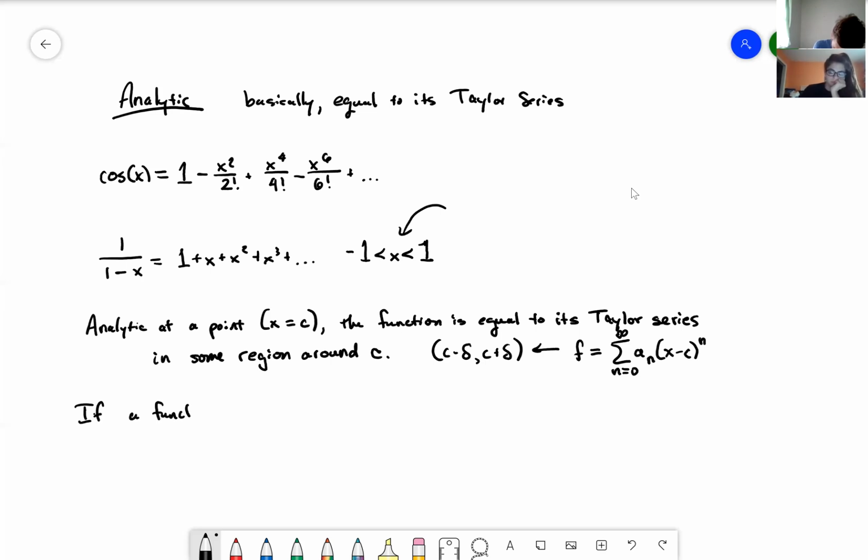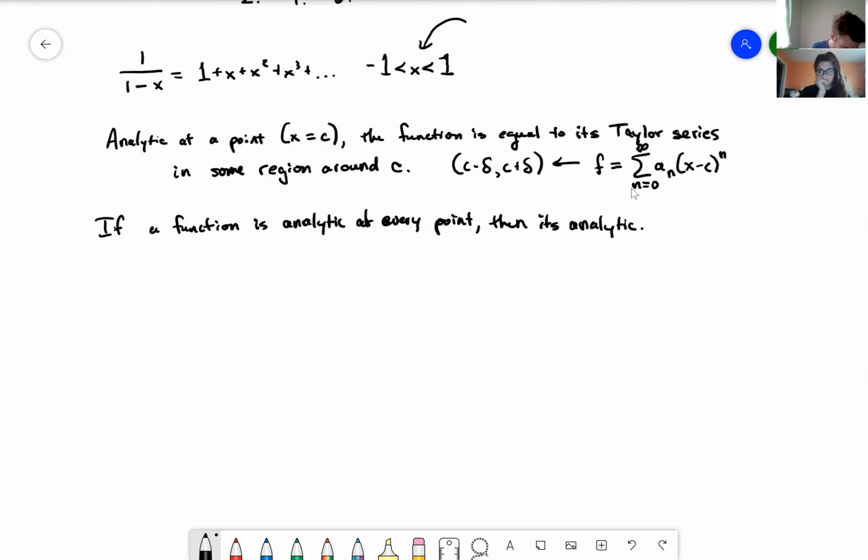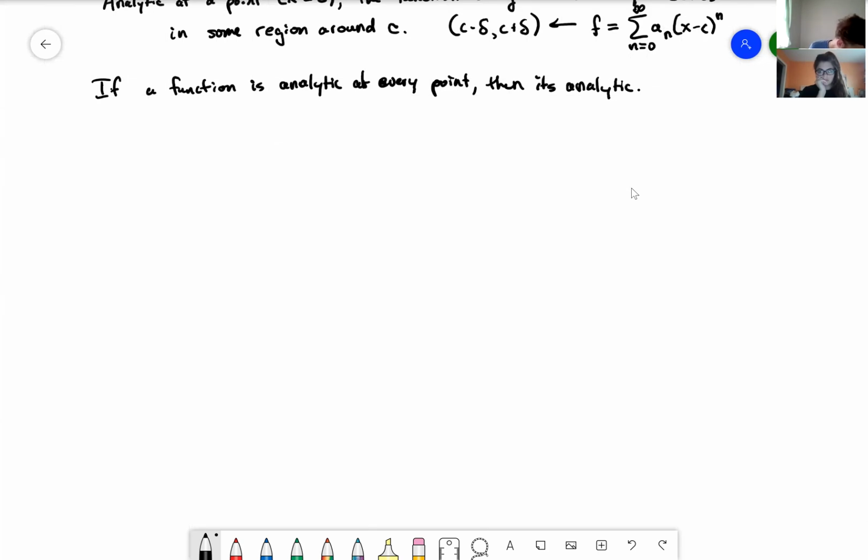And then if a function is analytic at every point, then we just say that it's analytic. So it can be analytic at a point, within a region, and it can be analytic everywhere. Okay, I just wanted to make sure to get that definition out of the way because I'll use this term.